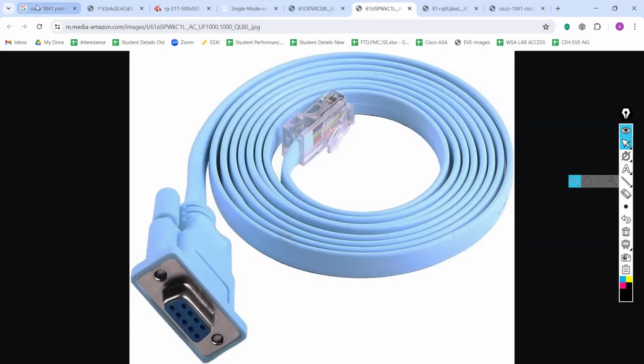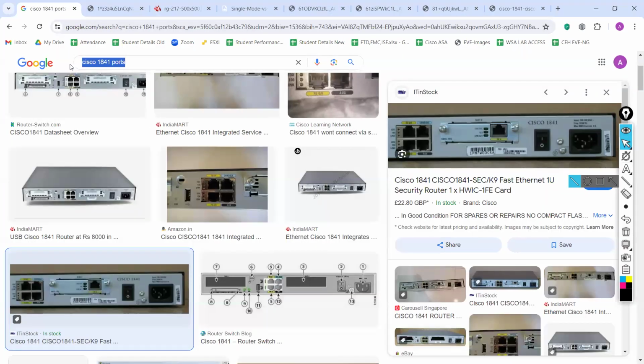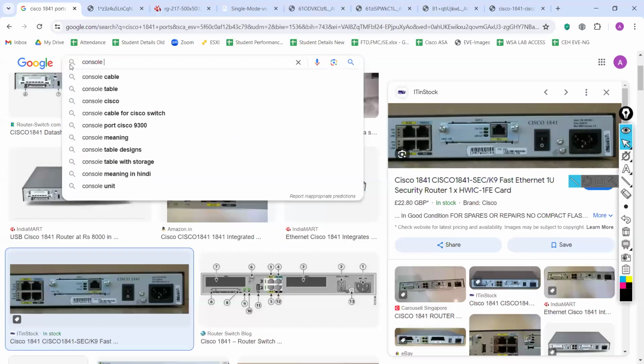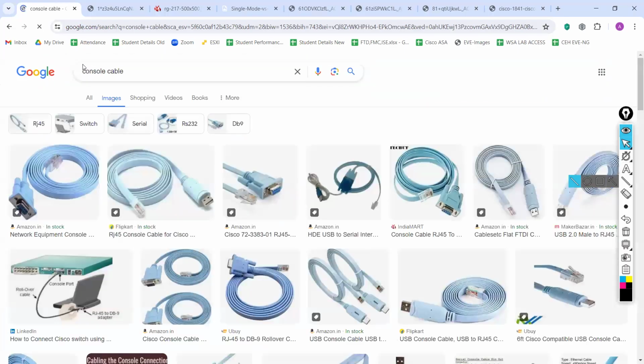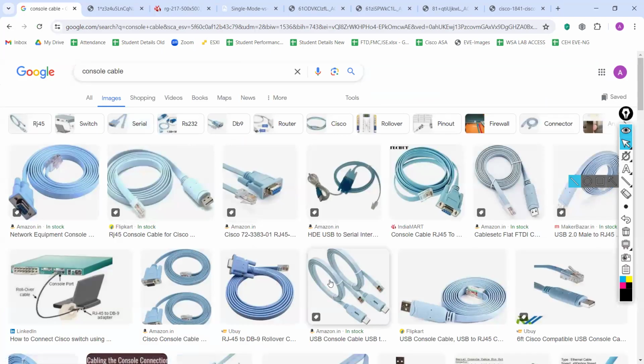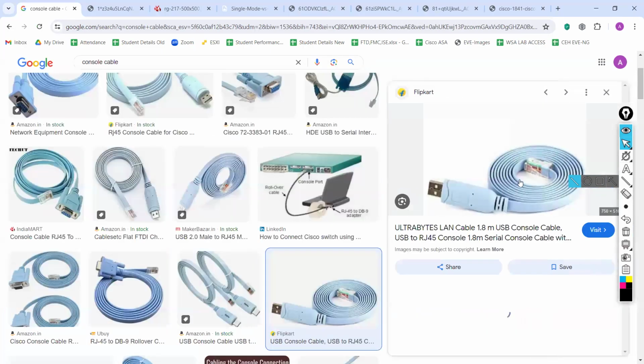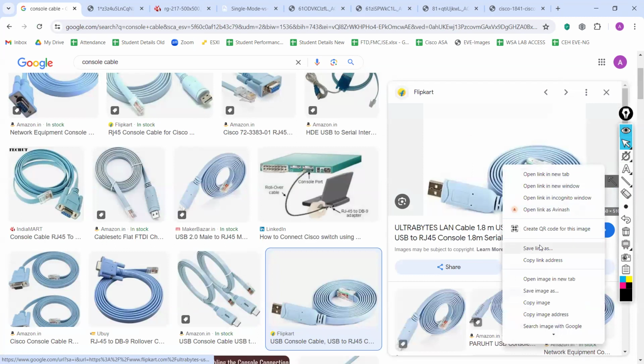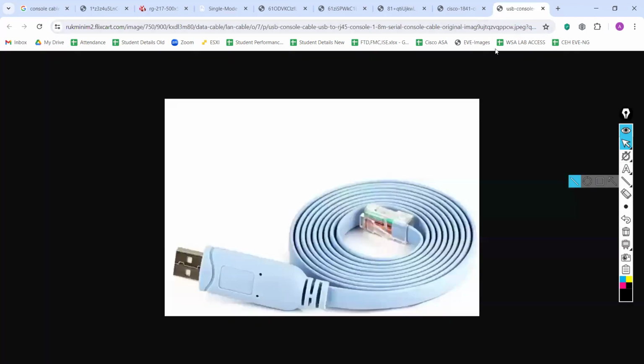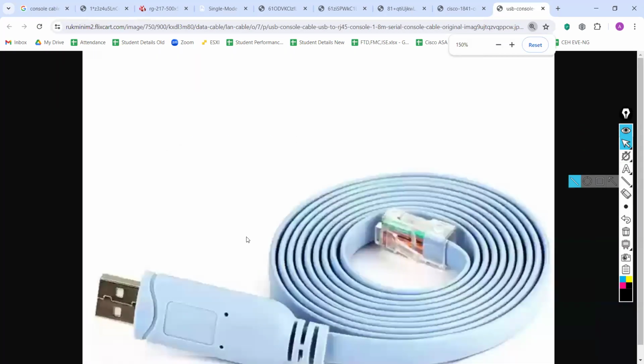Now these days we also have consoles that come directly with USB, directly from RJ45 to USB. One example, you can take this one. Nowadays we don't require the converters either. The cable itself comes from RJ45 to USB. Clear?